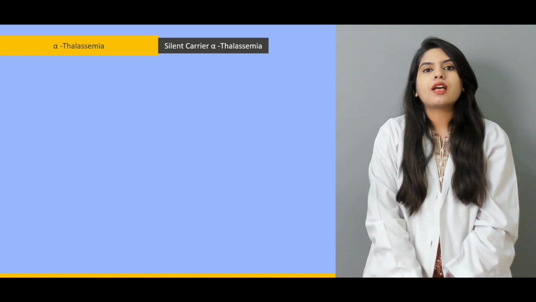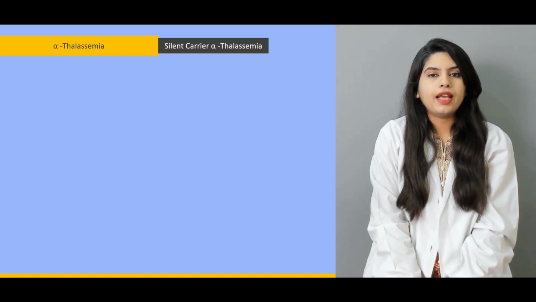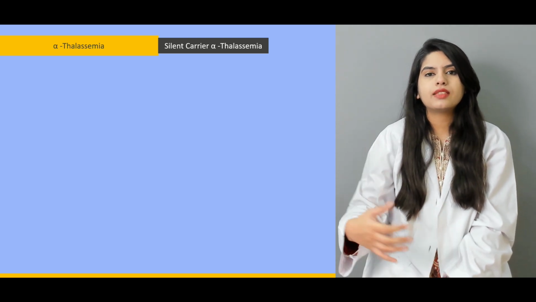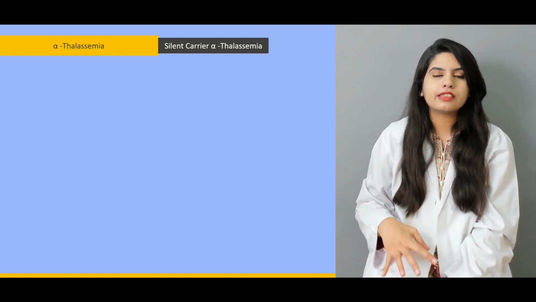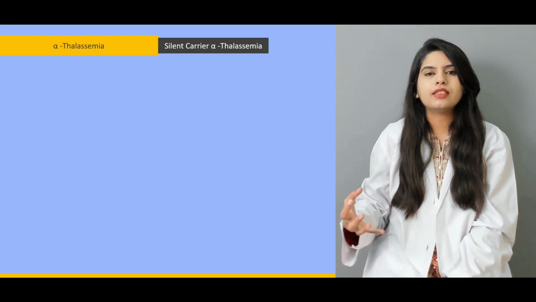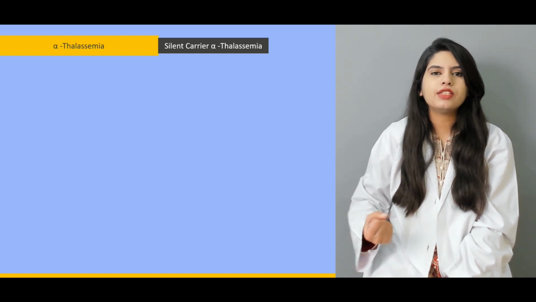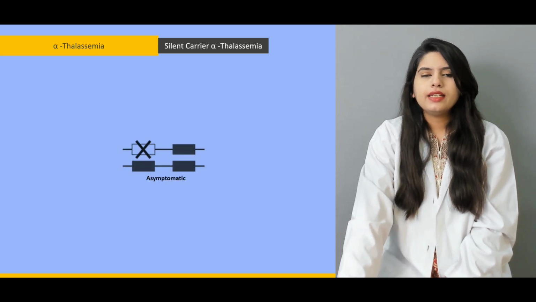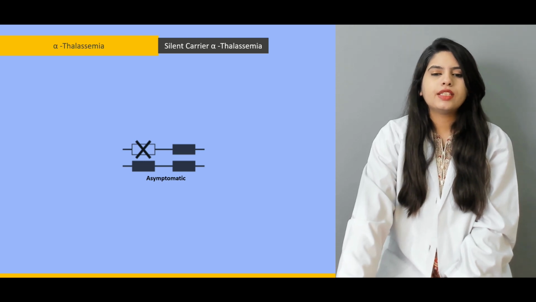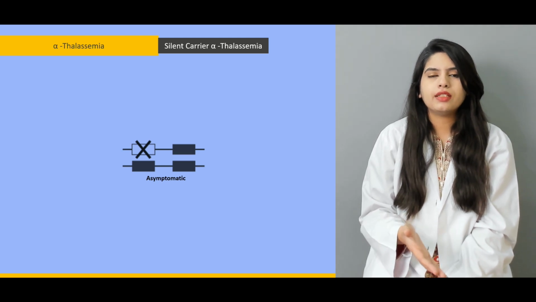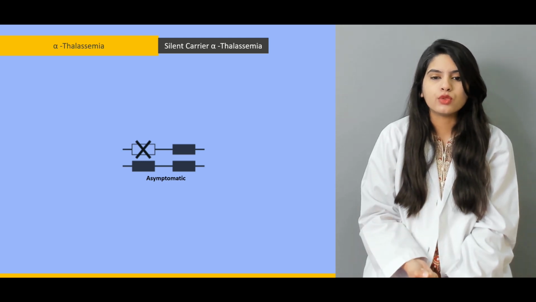Now, some patients are silent carriers of alpha thalassemia. As I told you, there may be some inheritance where the person may be recessive, and the signs and symptoms do not appear, and simply he acts as a vector, and transfers the disease to the next generation. In case of alpha thalassemia, the patient is asymptomatic only when there is a deletion of one gene on one chromosome.